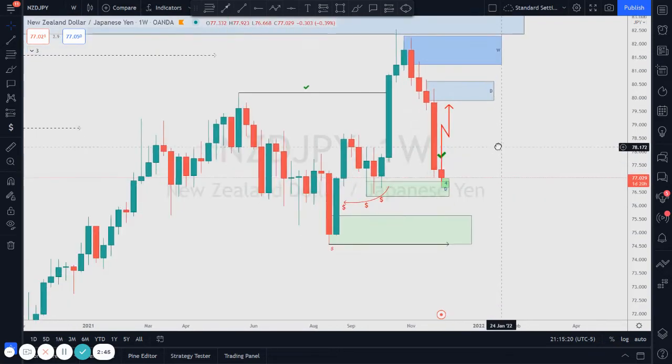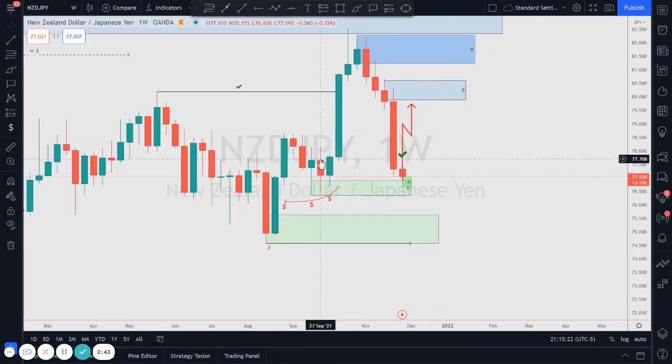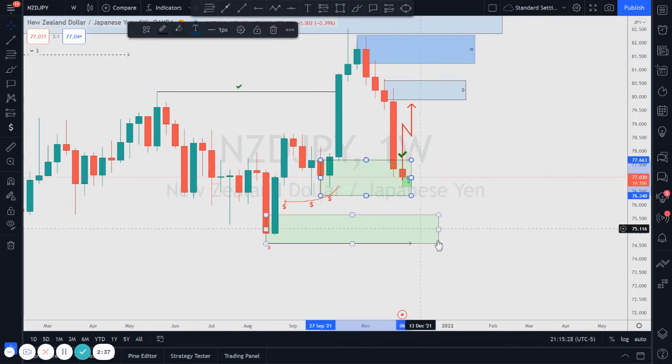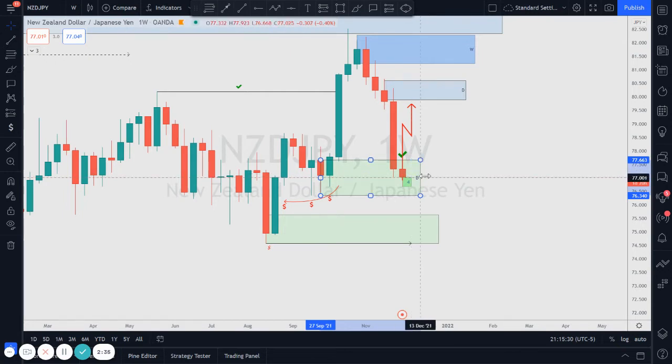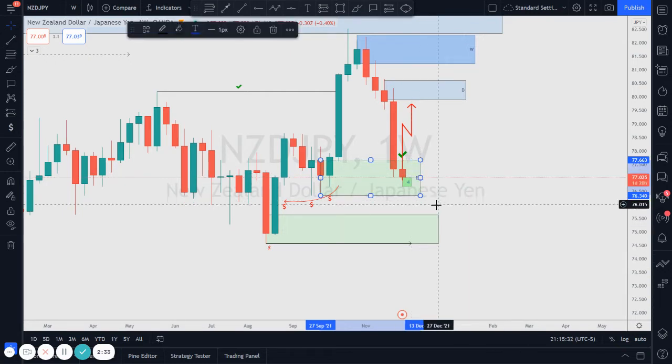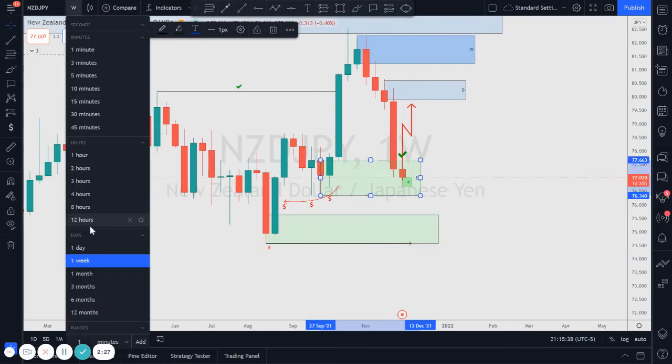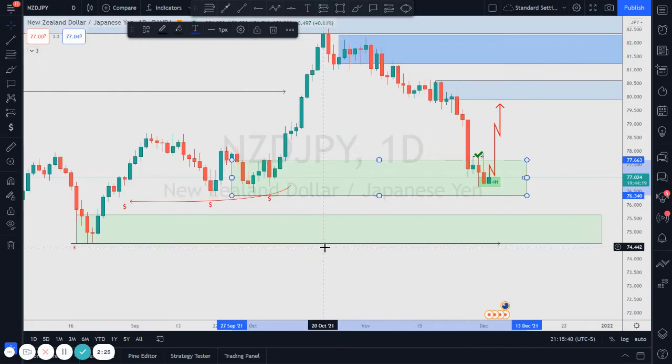Now, this is the order block. This is the bullish order block, the bullish demand zone in which we find ourselves, right? So this is where price is right now. Now we want to go down to the daily, to take a much closer look at what's going on here.